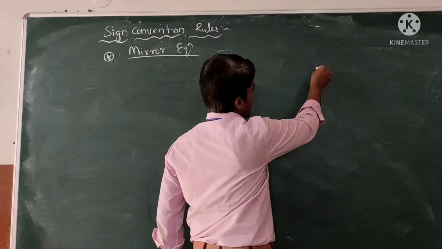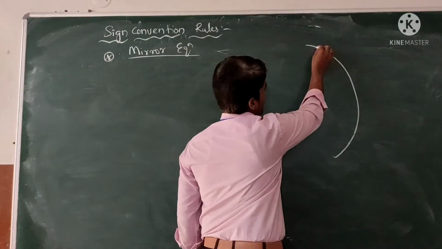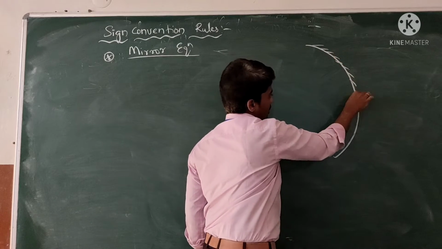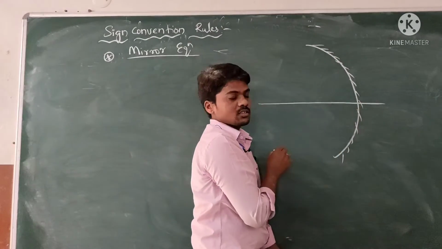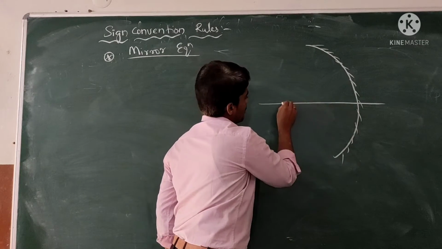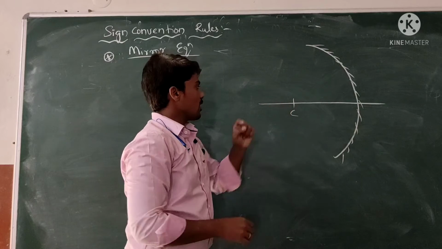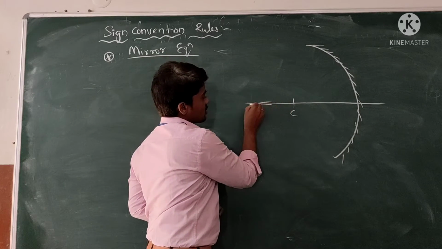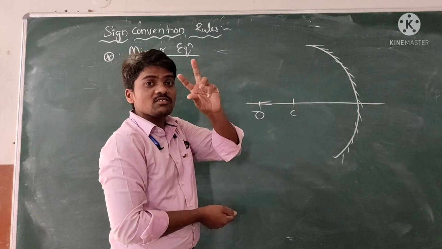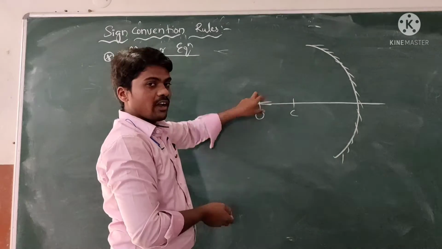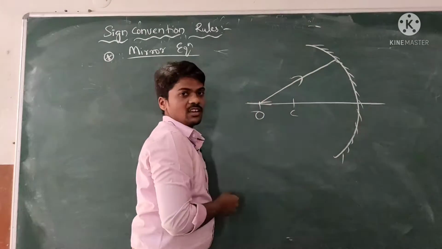Here we explain the mirror equation. Here also the same symbols apply. We will take a concave mirror. Here is the silvered body concept. This is the principal axis. Here the C point is the center of curvature. Whenever a point-sized object is placed at point O, this is the incident ray.